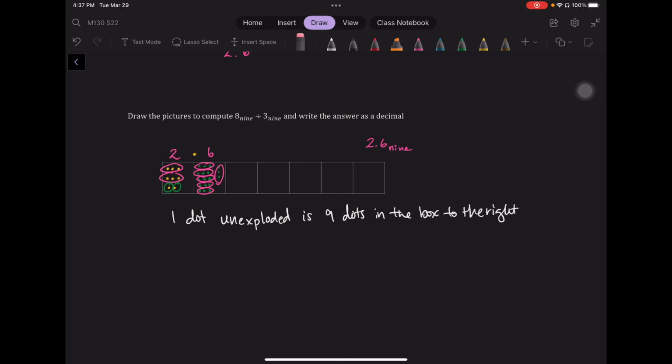Because this is base 9, we want to remember to notate that in our answer. So we would say 2.6 base 9 as our answer.